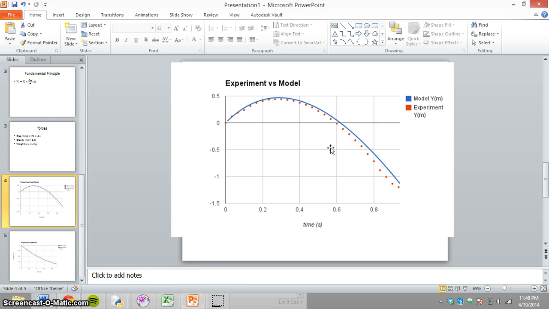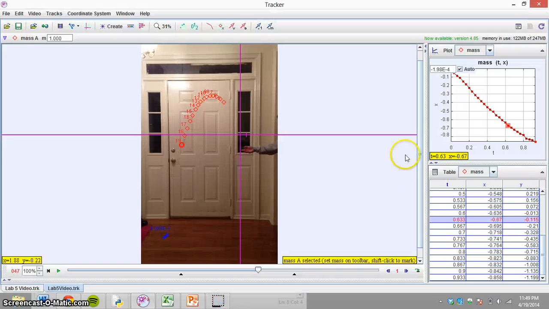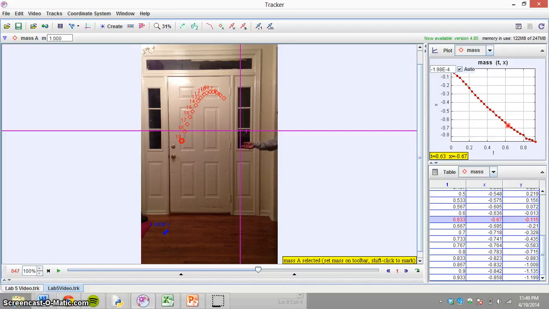Alright, so what do we get from this? This means that the fundamental physics principles that we've gone over do a good job of predicting what will happen in an experiment, because these line up pretty well with low percent error, so we know that the fundamental principles work. So yeah, that's it.